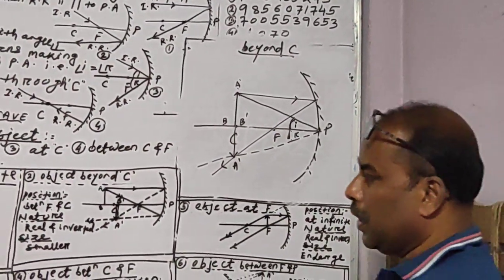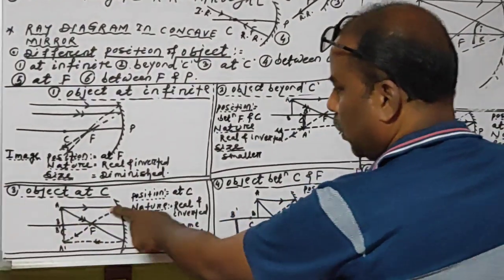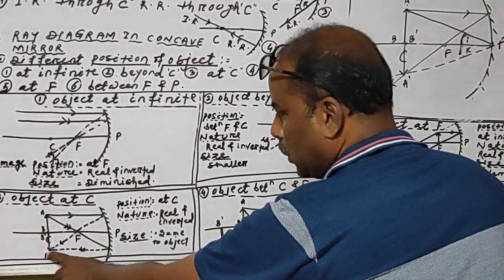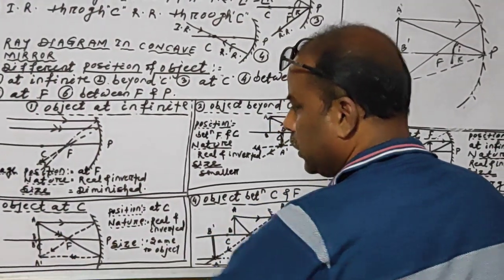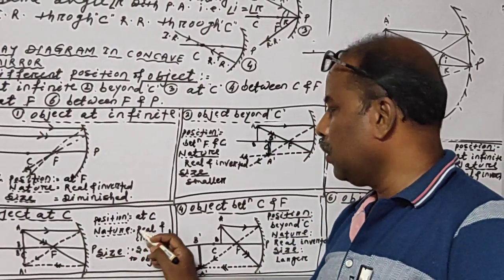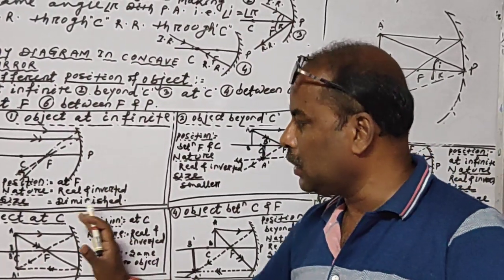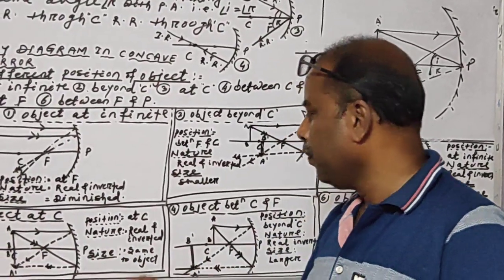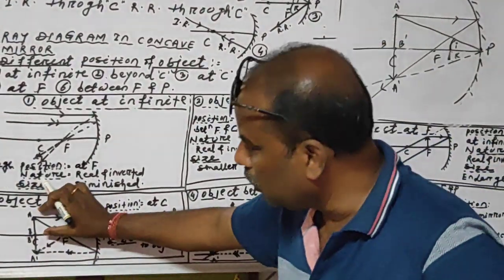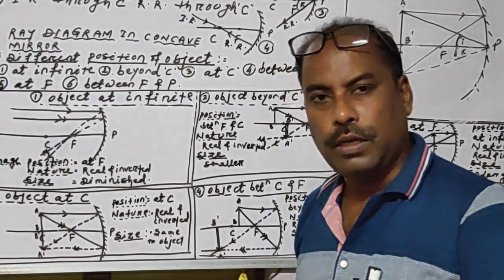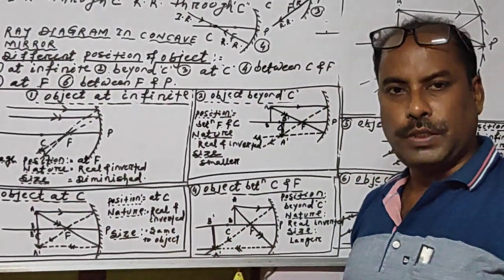Now see, I have done exactly the same here. So coming, going back, again coming, going back. Exactly on the C it is touching, and if we see the image, the position will be at C again. Nature will be real and inverted because it is left side and just opposite, upside head, downside head. Now size: if we see properly, this height and this height will be equal. So I have written same as the object.